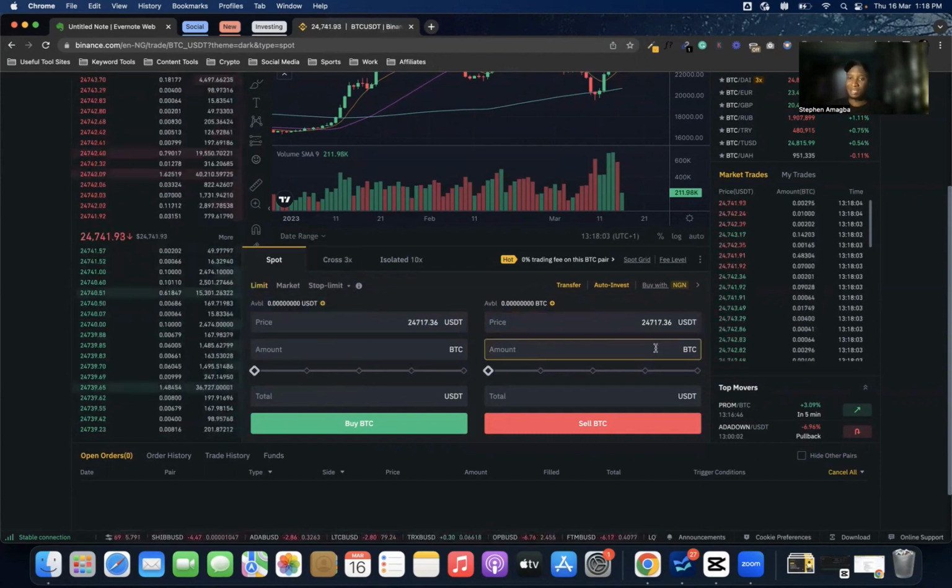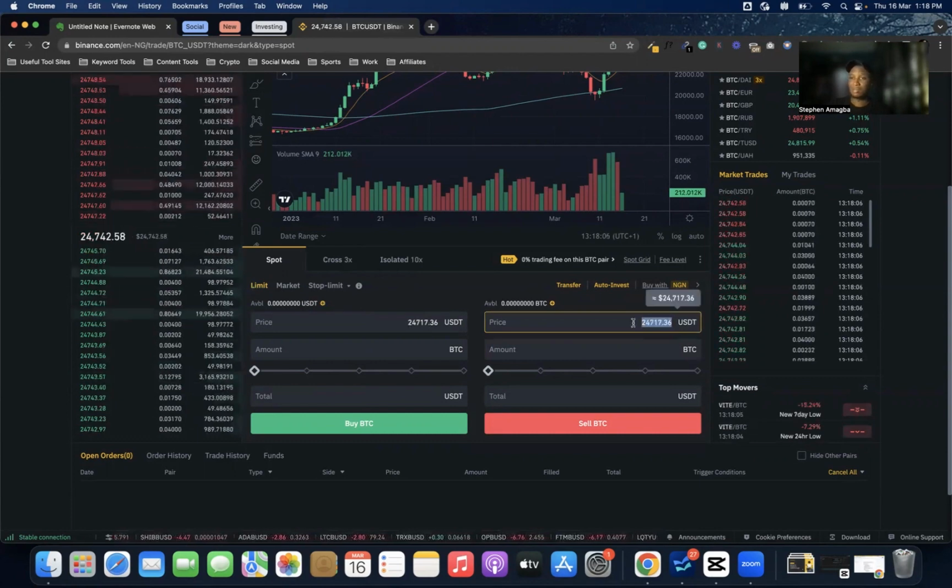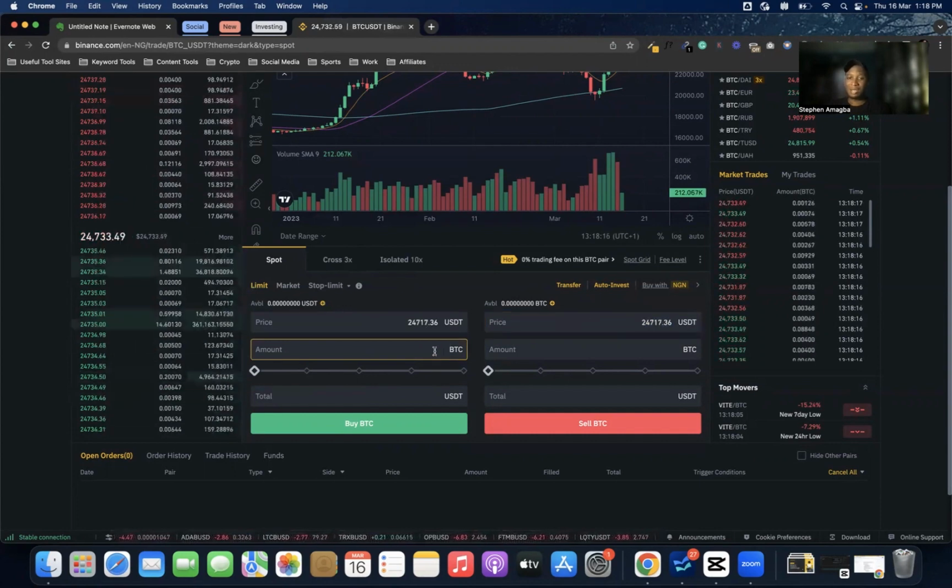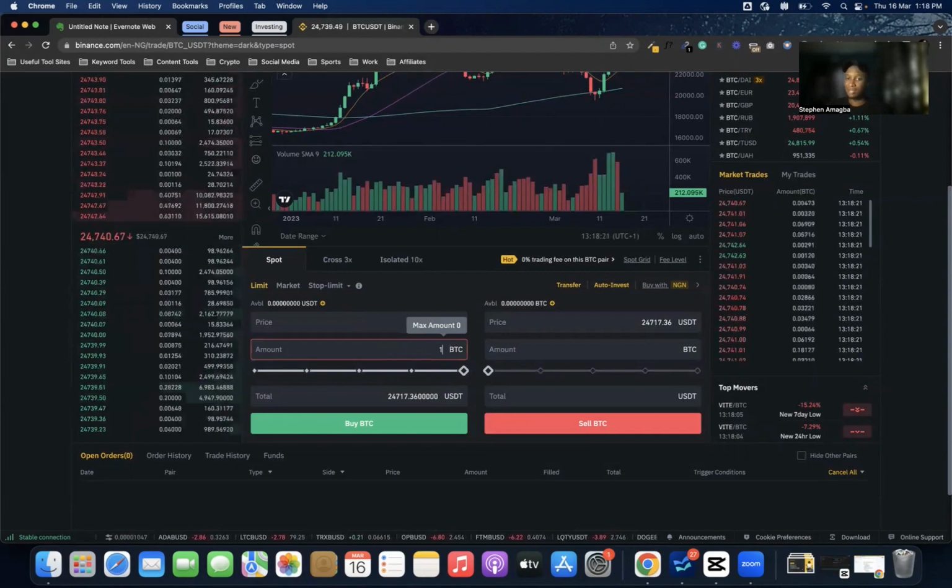Then if you're selling, the limit price you're going to be setting here is supposedly something higher than the current market price. Whatever price it is, you put it in here. That's if you're using the limit order, and then you say the amount you want to buy. If you want to buy one BTC or thereabout.